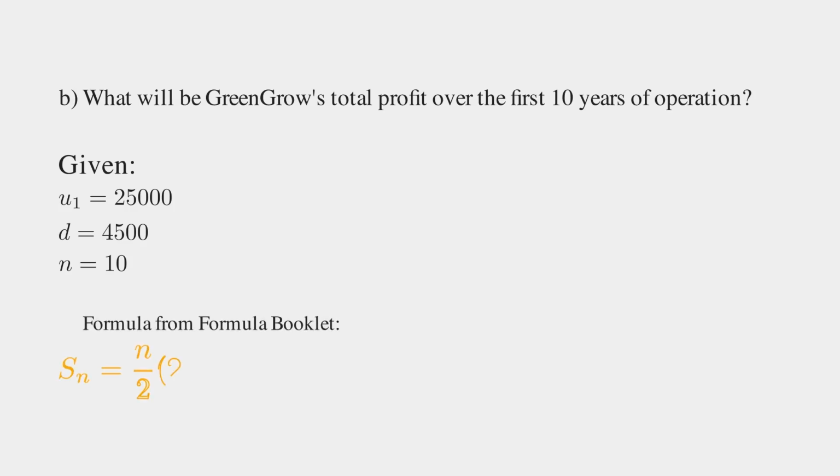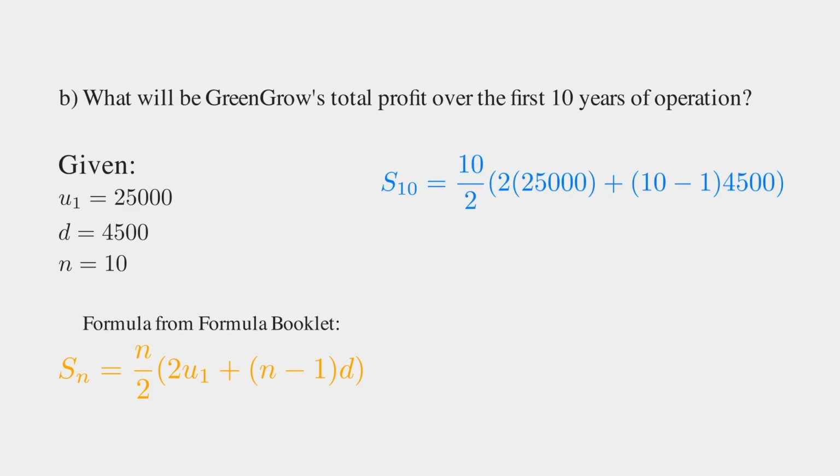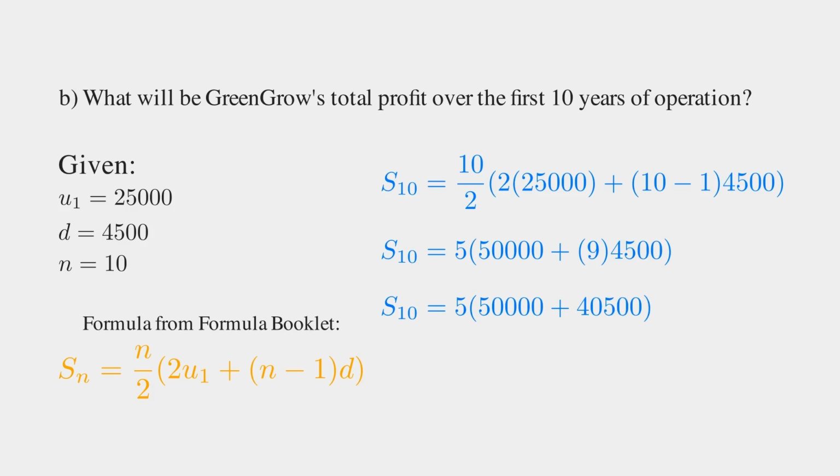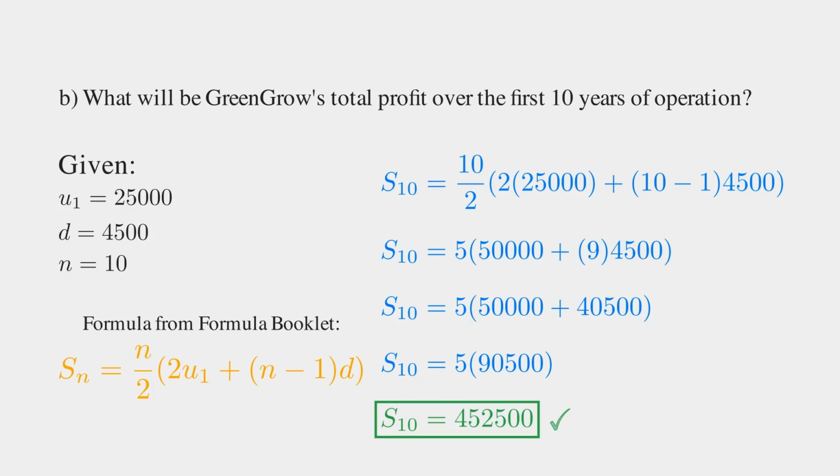From the formula booklet, we know that Sn is equal to n over 2 into 2u1 plus n minus 1 times d. Now, replacing our values into this formula, we get S10 is equal to 10 over 2 into 2 times 25,000 plus 10 minus 1 times $4,500. Simplifying this, we get S10 is equal to 5 times 90,500. Therefore, their total profit over the first 10 years will be $452,500.